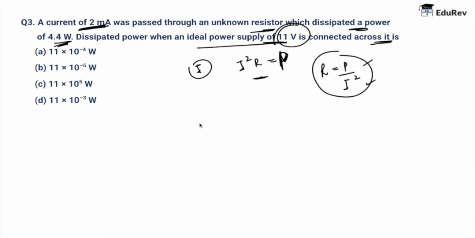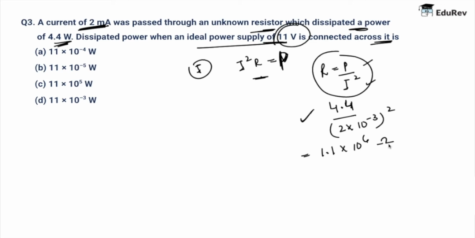If I put it in this equation, R equals P upon I², which is 4.4 upon (2 × 10^-3) whole square. So this is basically what R is going to be. And this will be equated to 1.1 × 10^6 ohms.